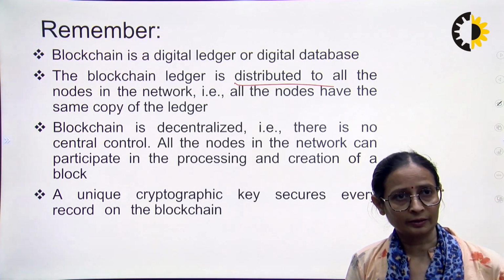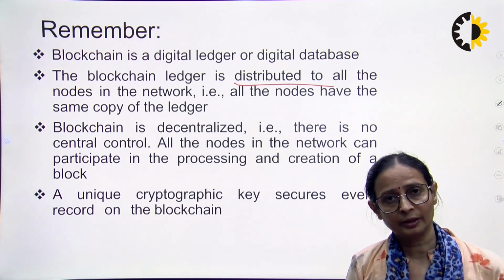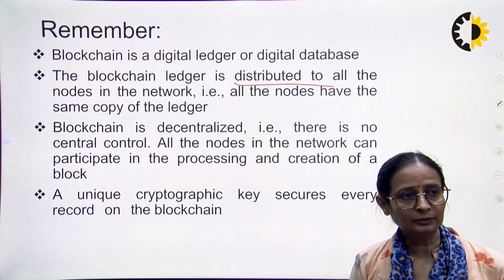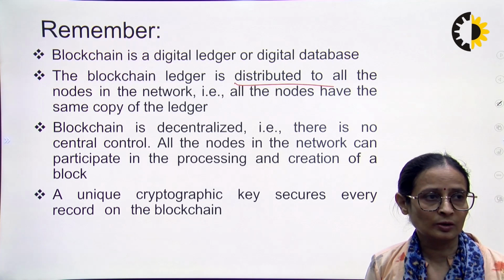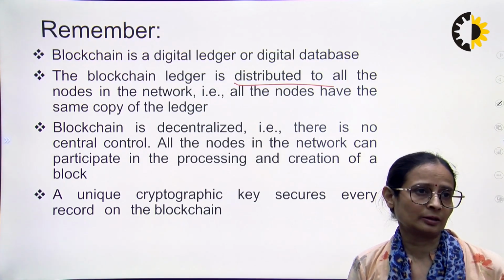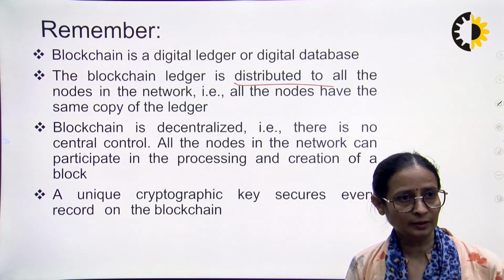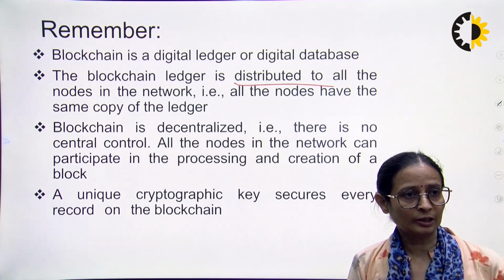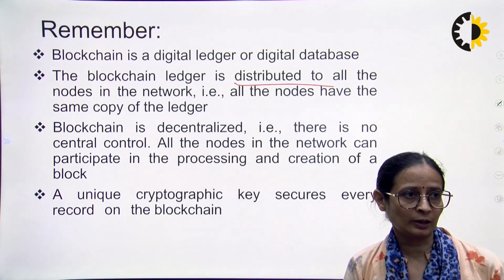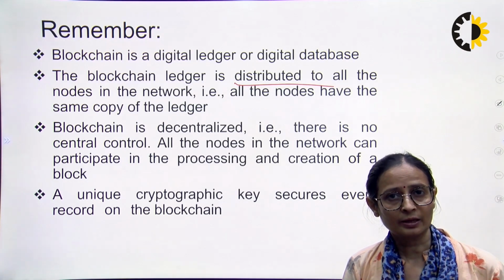Blockchain is decentralized, that is, there is no central control. All the nodes in the network participate in processing and creation of a block. A unique cryptography key secures every record on the blockchain, and this cryptography key is basically a hashing technique. For each block we create a hash value, and this hash value keeps all the transactions recorded in my blockchain safe and secure.